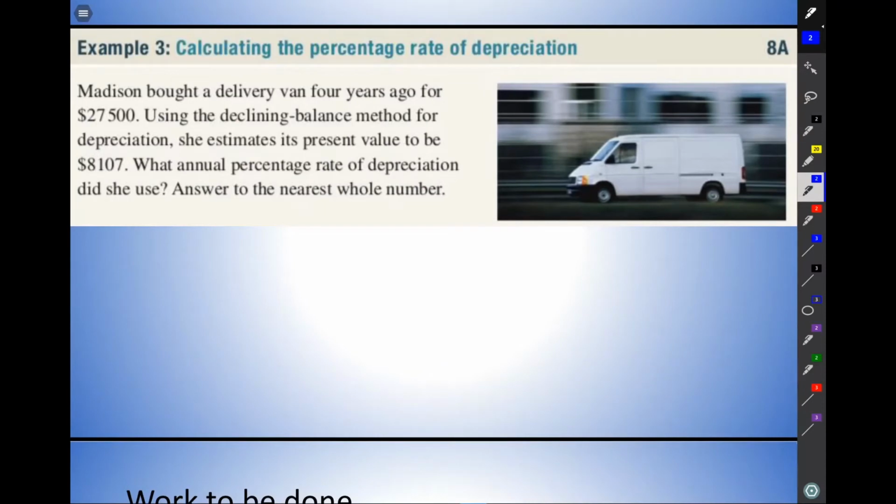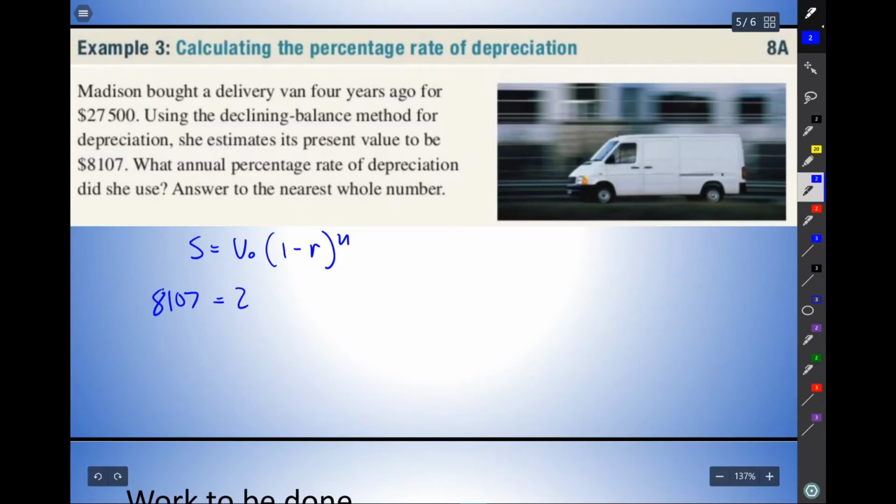Let's do one more example here where we're not calculating S. This time we're actually looking to calculate R. So this one's going to be a little bit more difficult. But we're going to start the same way. We're going to fill in everything we know from the formula. And the time period is 4 years. So we know everything except R.